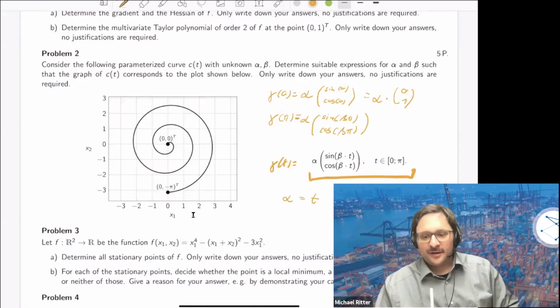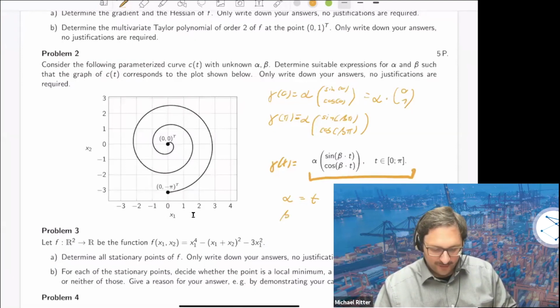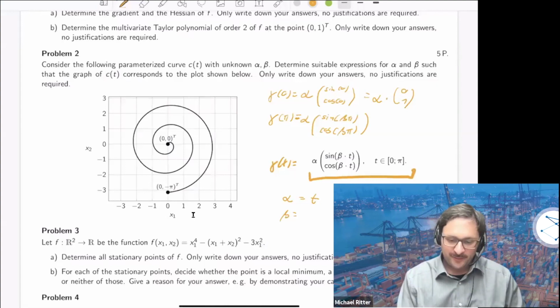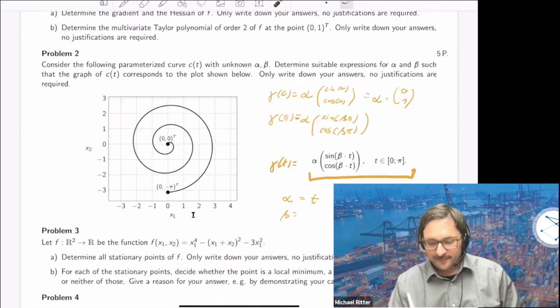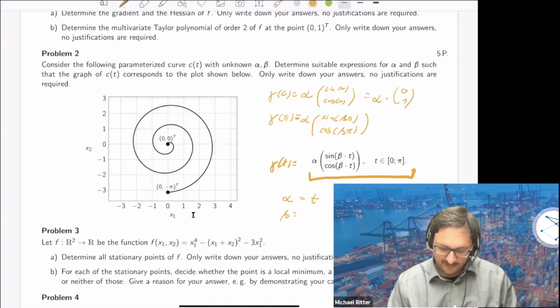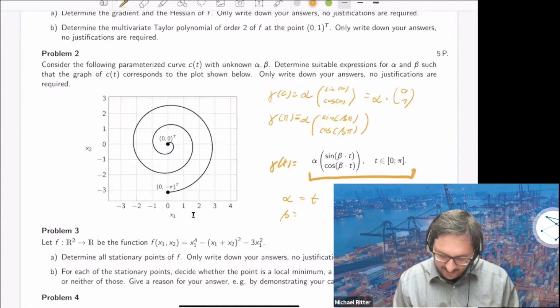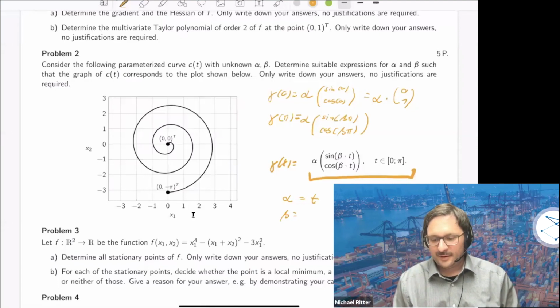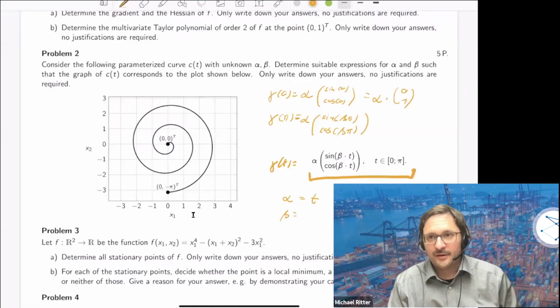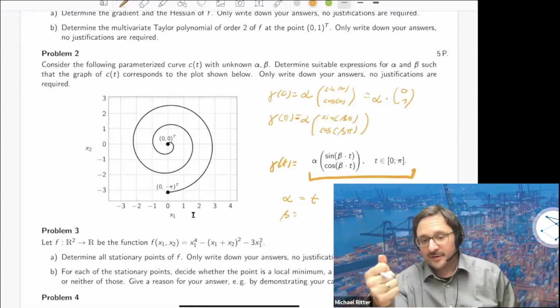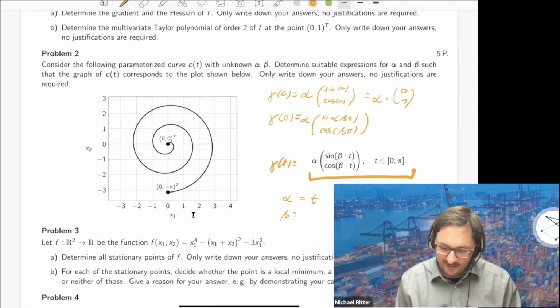Let's try and find a guess of the beta that we can make work with this here. What does this beta do? If the beta was not there, so if we just had something like sine t cosine t, you know what we would get then? That would just be a circle starting here and then rotating around once if we vary t between 0 and 2 pi. In this case, we vary between 0 and pi, so we wouldn't even rotate around once. We would only rotate around for half a circle, like this.